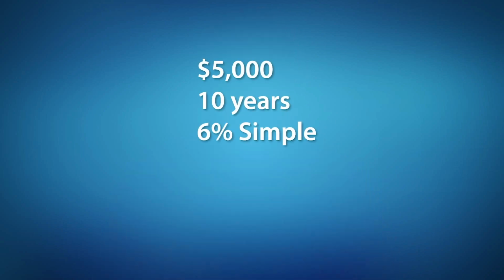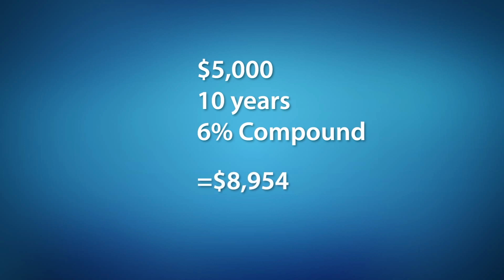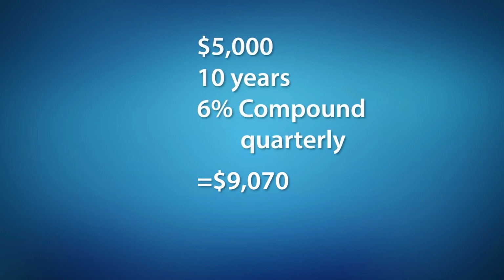Let's look at an example. If $5,000 were deposited for 10 years, earning 6% simple interest annually, the account value in 10 years would total $8,000. But if the same amount of money were to earn compound interest, at the end of 10 years, the value would be $8,954, almost $1,000 more. In fact, the amount will reach $9,070 if instead of annual compounding, the interest crediting method allows for quarterly compounding.